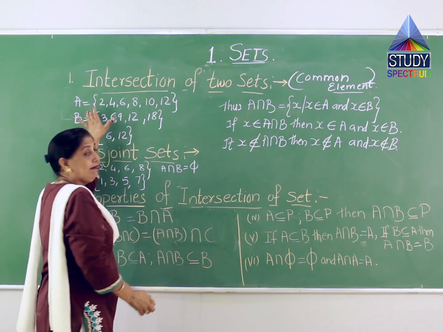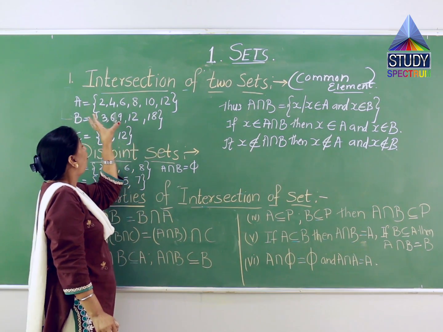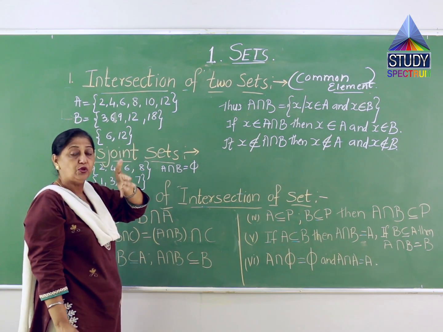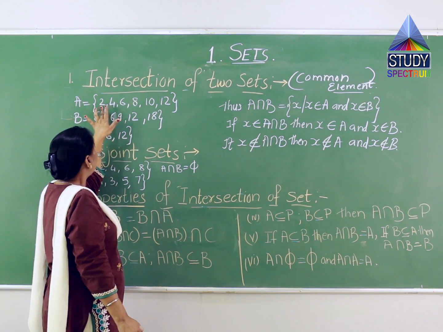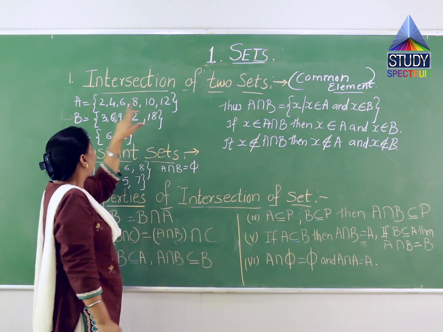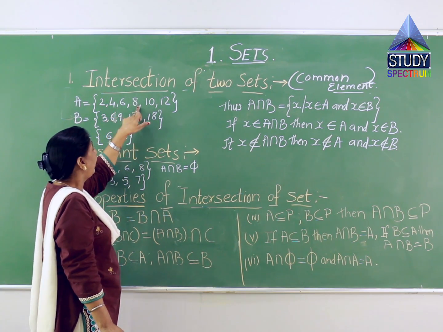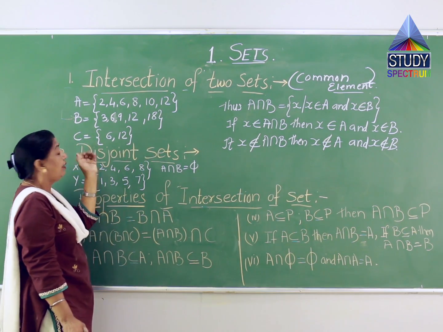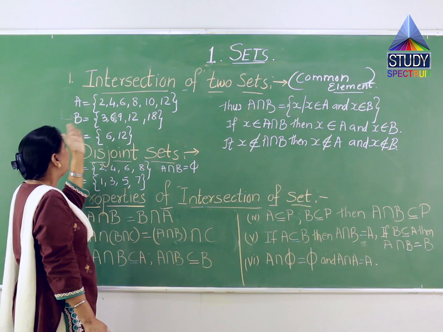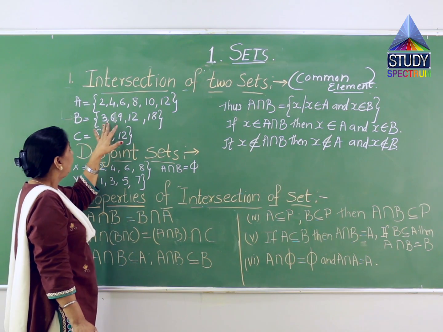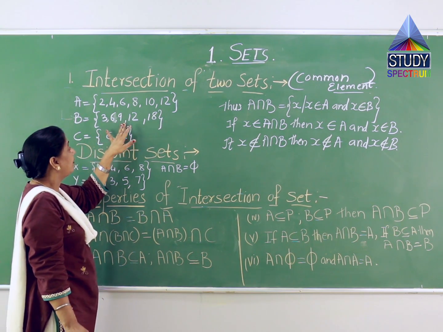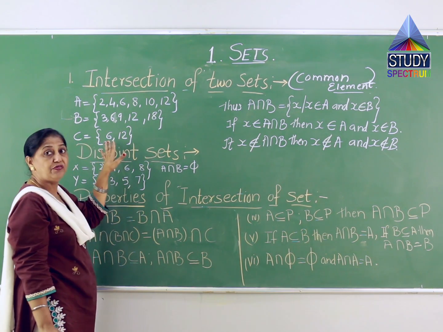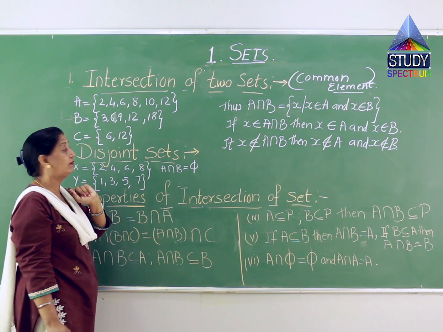Here A is a set which consists of all the even numbers, or multiples of 2, less than 16. So the multiples of 2 are 2, 4, 6, 8, 10 and 12. Now B is a set which consists of the multiples of 3, right? So here it is 3, 6, 9, 12, 18. Then C is a set which consists of 6 and 12, two elements.